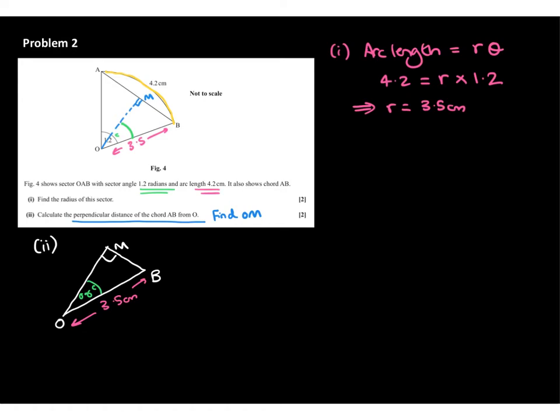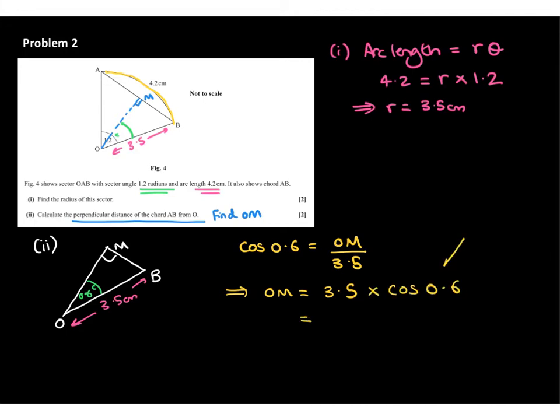So what am I going to do? I'm going to try and find OM, which is the adjacent, and I have the hypotenuse, so I know that cos of 0.6 is equal to OM divided by the hypotenuse 3.5, so adjacent over hypotenuse, and I can simply use some very basic trigonometry, 3.5 multiplied by the cosine of 0.6.